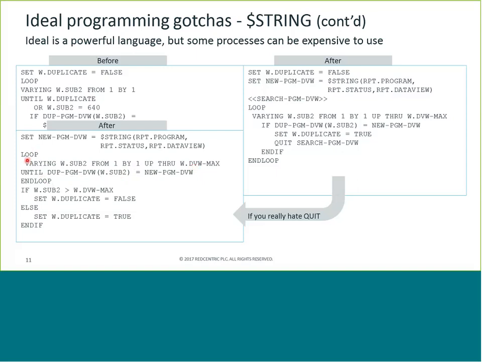So here I've got no quit. I'm just looping through, looking for the duplicate, and then after the loop, I can then test whether a duplicate was found. So if sub2 is greater than DVW max, then we haven't got a duplicate. If not, if it's less, then we did find a duplicate. So here's the same piece of code. Either of those two solutions will work equally as well. One uses quit, the other one doesn't.